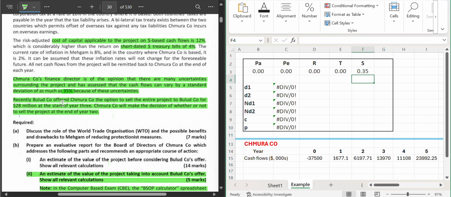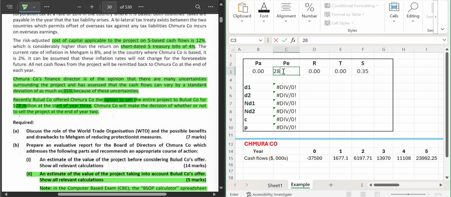Next, recently Bullet Company offered C Company the option to sell. See here. So basically C Company is considering an investment, but there is a company, B Company, which is offering C Company that it will purchase the investment after a certain year if it does not work. So the entire project will be sold to Bullet Company for 28 million at the start of year 3. So first, 28 million is PE, that is the exercise price.